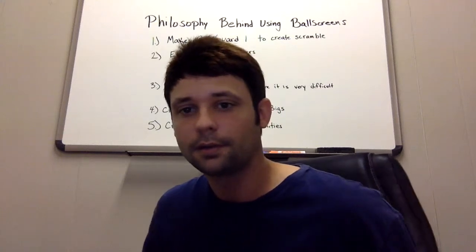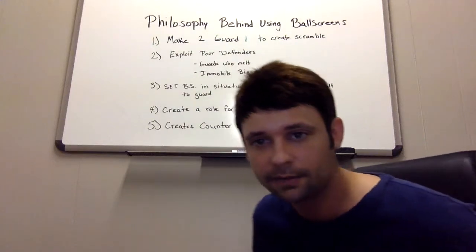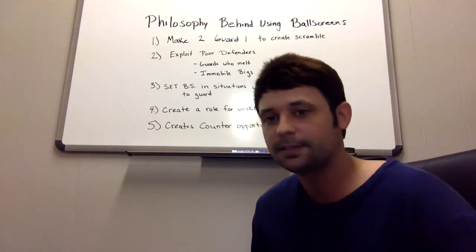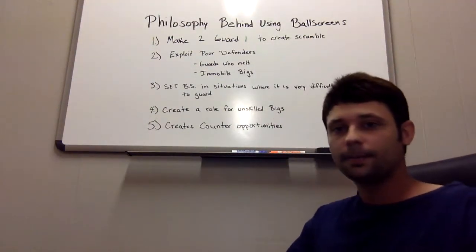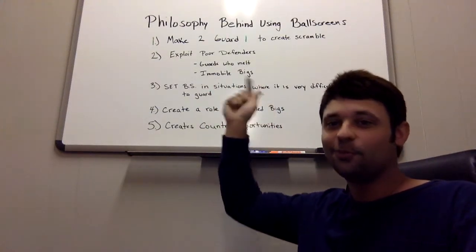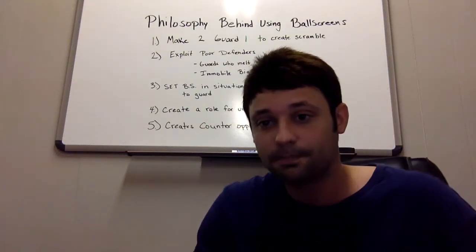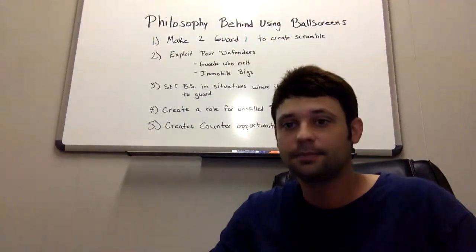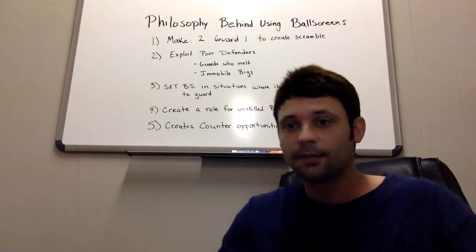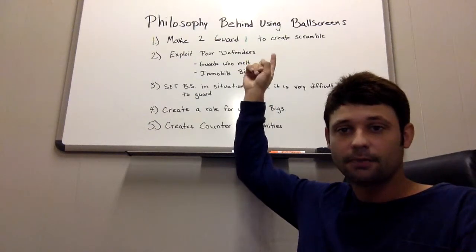Now we're going to get into the philosophies behind using ball screens. And behind me here I have five key points of why a team should be using ball screens. Number 1 right here, again, I always say this with any type of offense, you want to make 2 guard 1 and then create a scramble out of it. If you can get 2 people to guard 1, then pass out of it, you've done your job. Most of the time you should get a pretty good easy shot. If not, just a great look all in all.